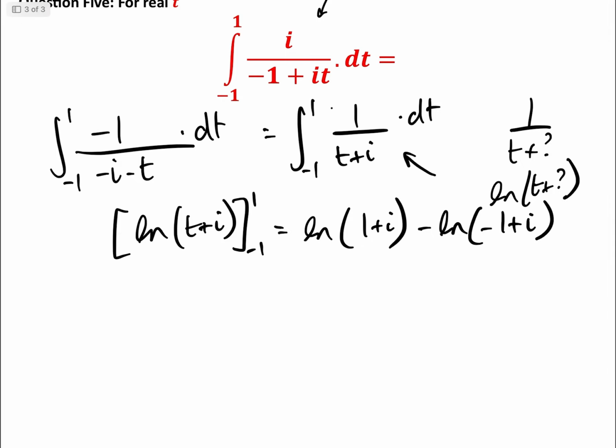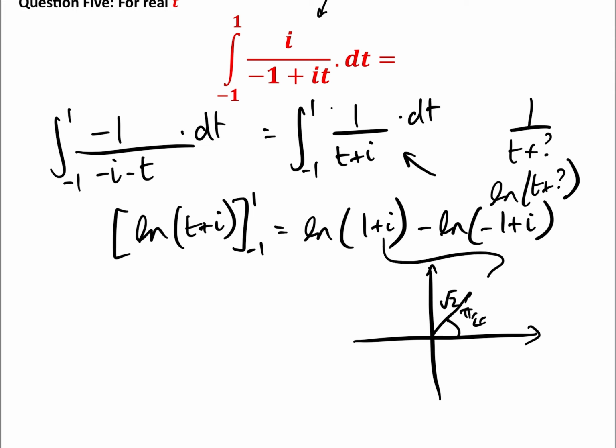So now we've got to work out what these 2 logs are. Well, let's have a quick look at our Argand diagram again. Here is 1 plus i, and that's root 2, and this is pi over 4, so that's 1 plus i, and minus 1 plus i is here, where that's root 2, and that is pi over 4, and that's minus 1 plus i.